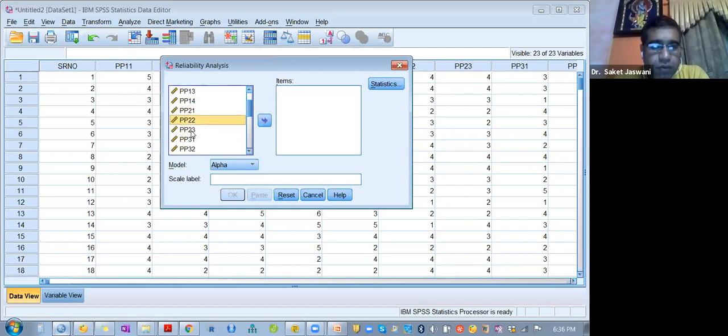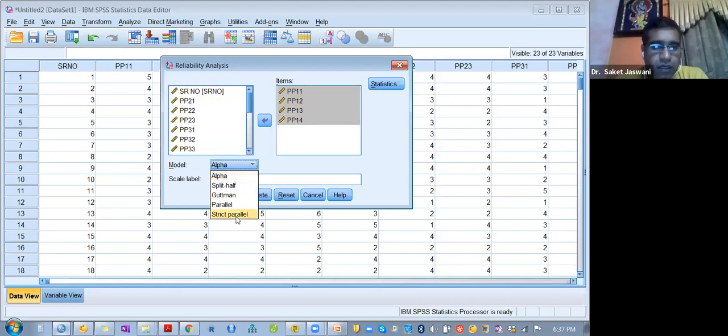PP21, PP22, PP23 are the 3 items for the PP2 variable. You have to select all the items of one particular variable. So 11, 12, 13 and 14 I am selecting. You can select with the control key one by one, or select the first item, press shift and select the last item. With this icon, you can transfer the items to be tested. By default, the model is alpha, the Cronbach's coefficient alpha. We have various other models, but we are only concerned with alpha. Just click on OK.